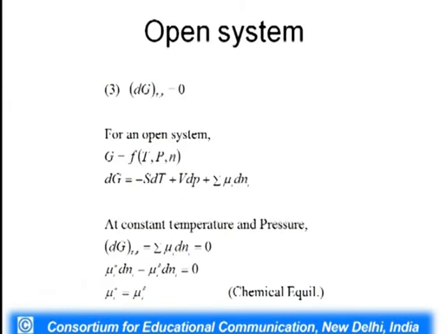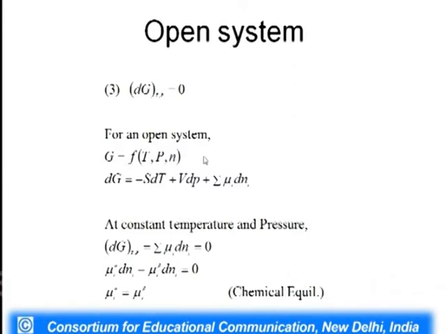Now, if I take a system where composition changes, the most common case is one at constant temperature and pressure. In that case we have dG at constant temperature and pressure equal to 0. So G becomes the criterion for equilibrium, which we have already discussed.